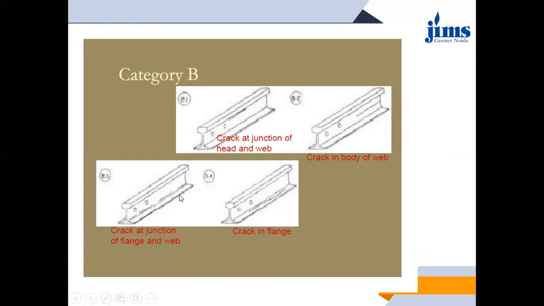This large radii of fillet which we provide at the junction of flange and web, there is a crack propagating. Then the crack in flange. Here in the last image, the crack is in the flange completely.